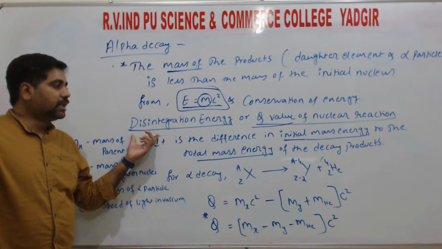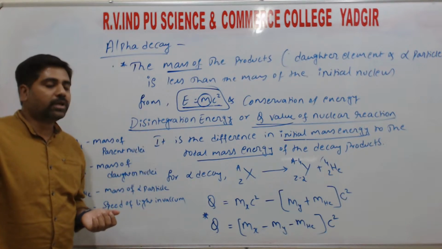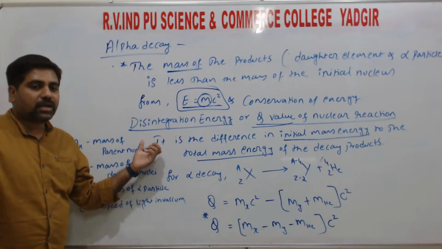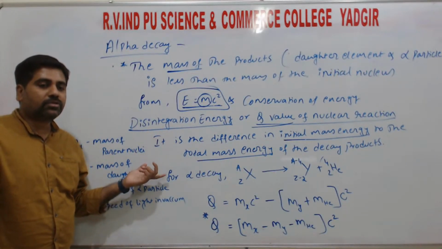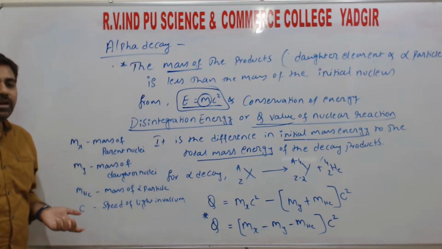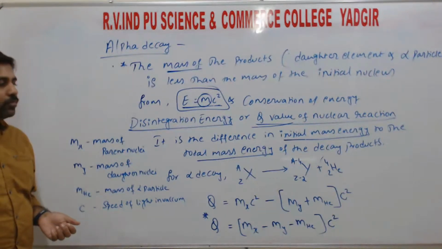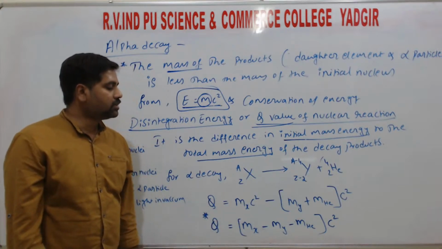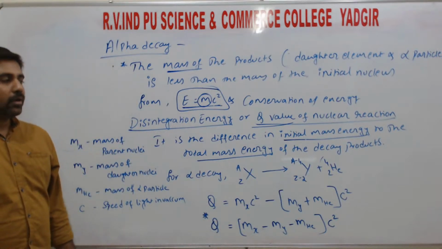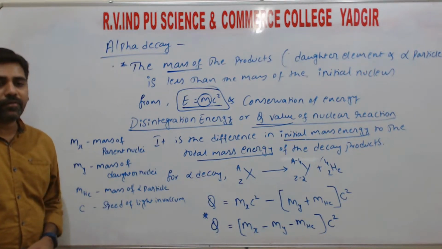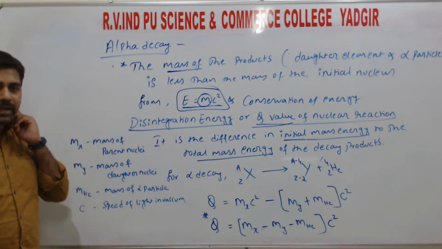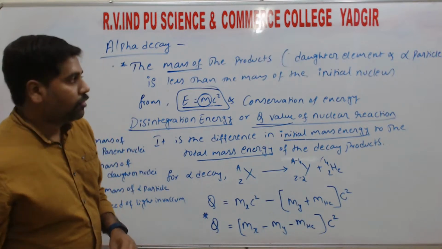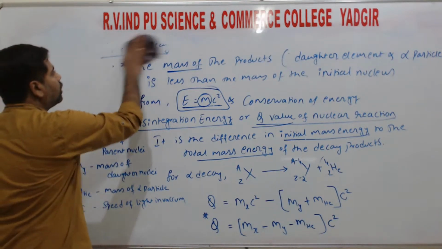Next is the disintegration energy, or Q value, of the nuclear reaction. Here the disintegration energy is defined as the difference between the initial mass energy and the total mass energy of the decay products, right? For that we have the relation Q = (mx − my − mHe)c². The example is very important in all the decays. So this is about the alpha decay. Next we move on to beta decay.